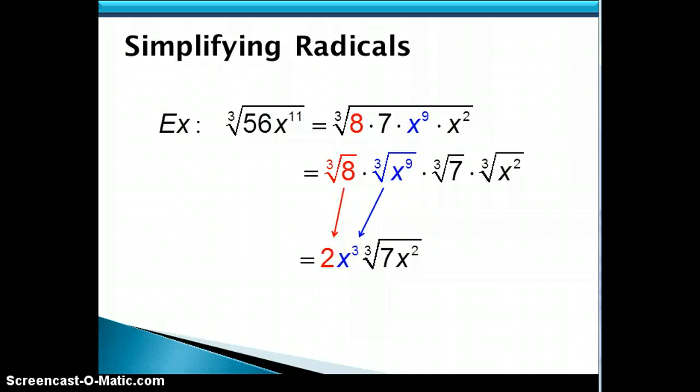So that's it for today. So hopefully you've seen enough examples of each of these types. We won't go beyond a cube root, so you won't see any 4th root or 5th root, for example, in this class.